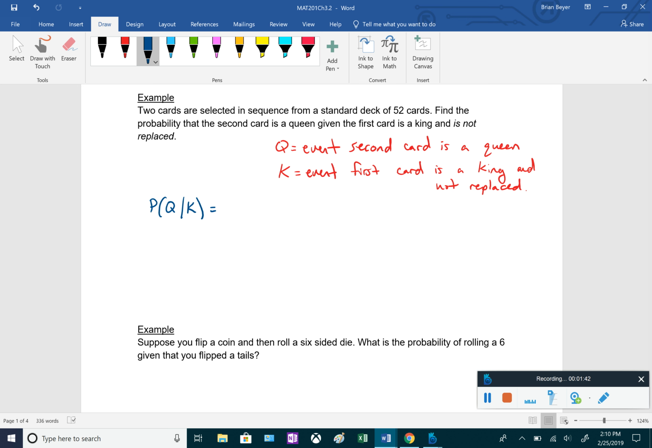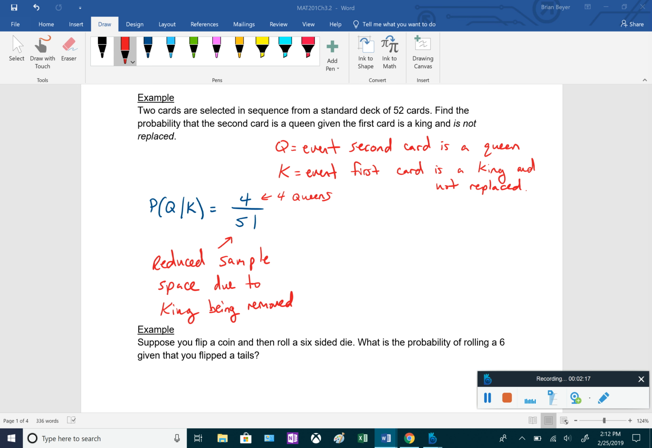This is essentially a ratio. We have to figure out how many times we can select a queen divided by the total number of options of choosing a card. There are 4 queens in the deck, so that's 4. Originally there are 52 cards in the deck. We removed a king, so there are actually only 51 cards left. So it's 4 over 51.